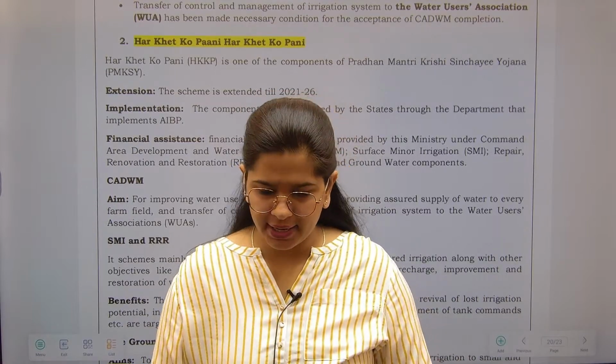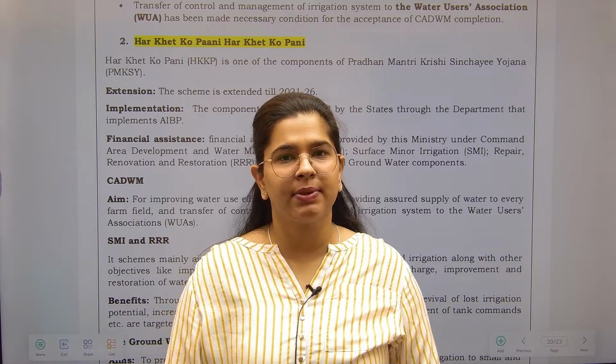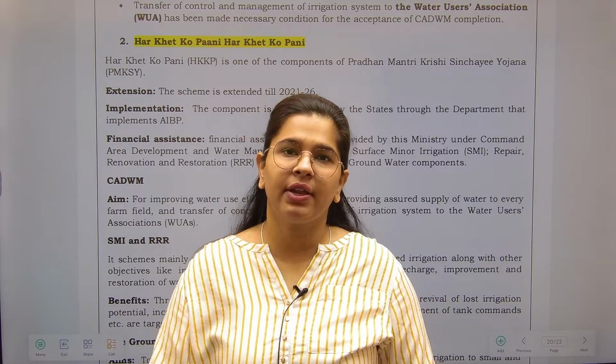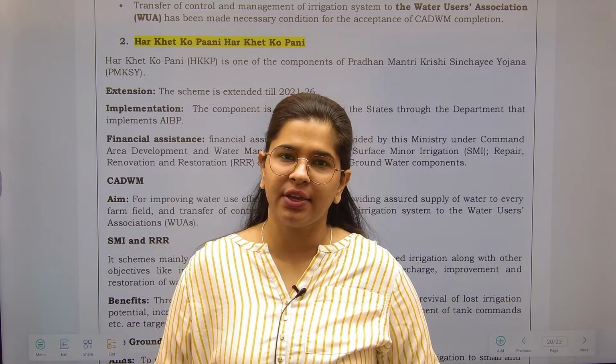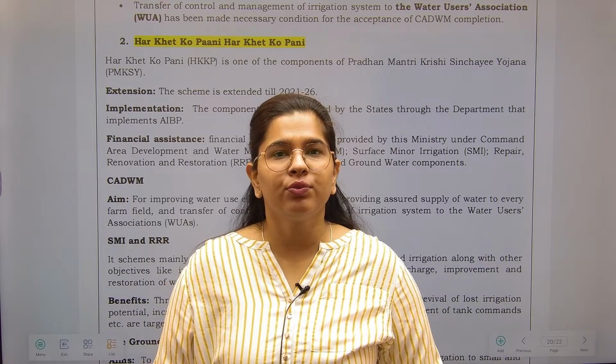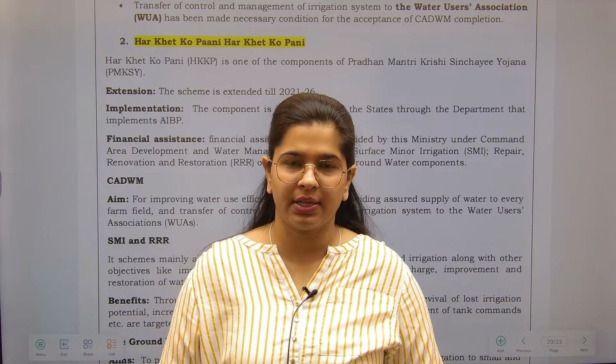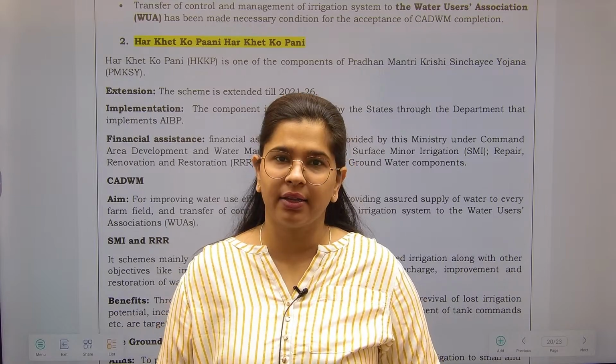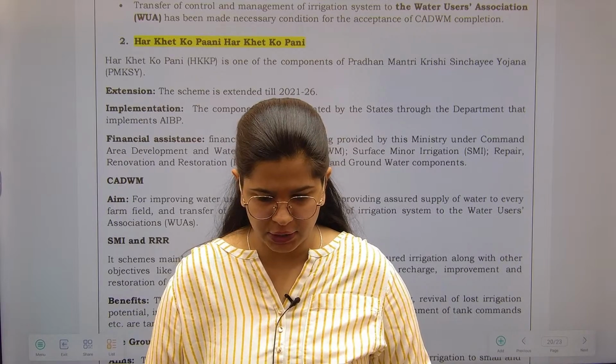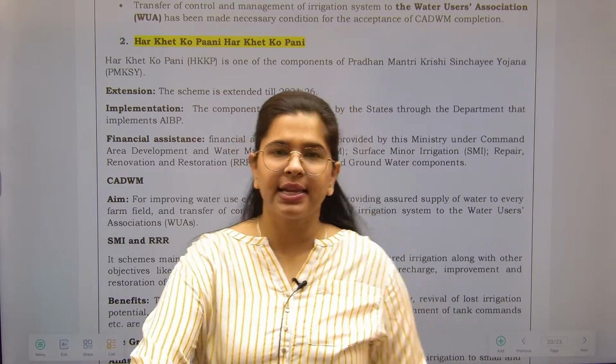So day before yesterday, when we started this particular scheme, we were reading about Pradhan Mantri Krishi Sinchai Yojana, right? So we are going to move forward with that and read about the other components of that scheme, followed by another scheme, and then we'll be done with this topic, right? So let's start with it.